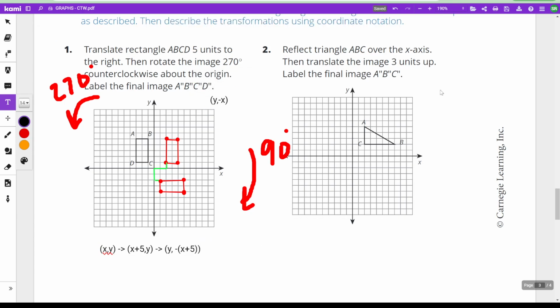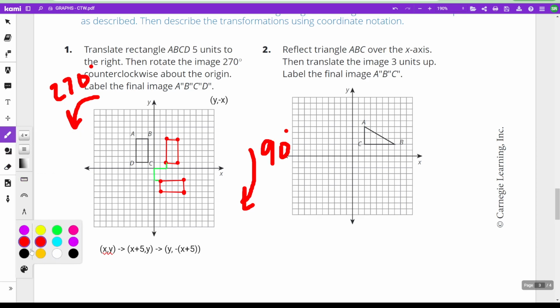All right. And so now question 2 says to reflect triangle ABC over the x-axis, then translate the image 3 units up. So let's go ahead and do this one. So we want to reflect this over the x-axis. And so if you remember, C prime is going to be the same distance as C is from the x-axis. And so it should be located here, B should be located there, and A should be located right about here.